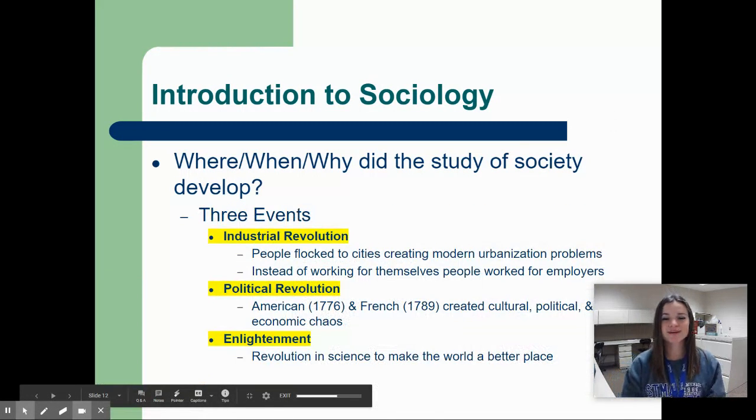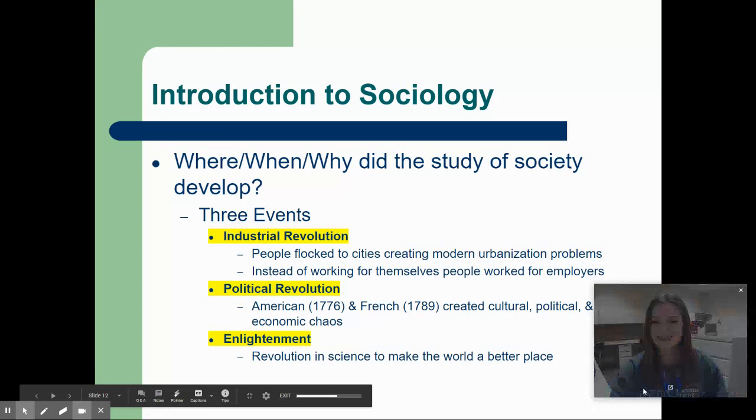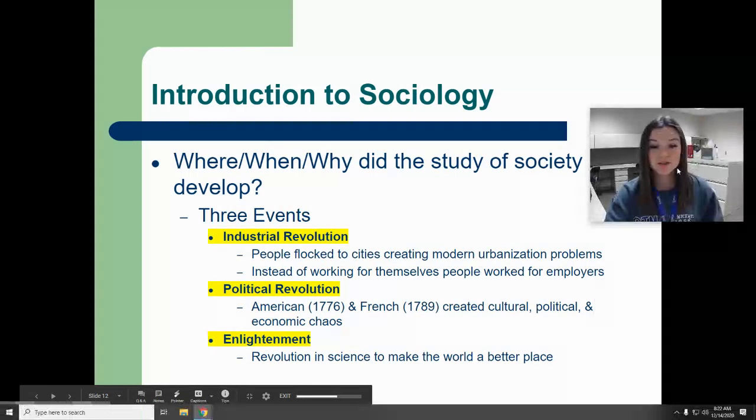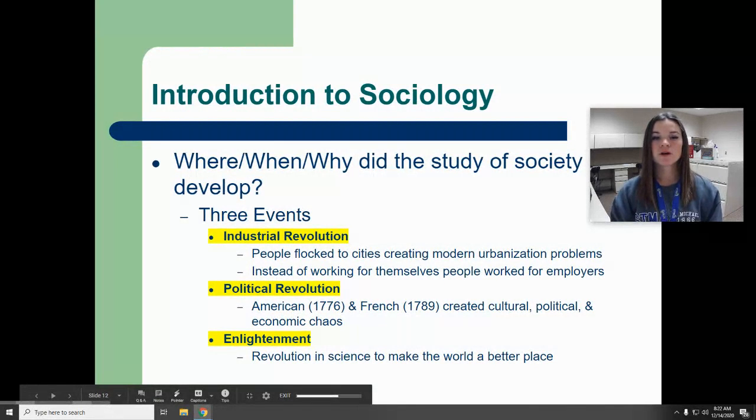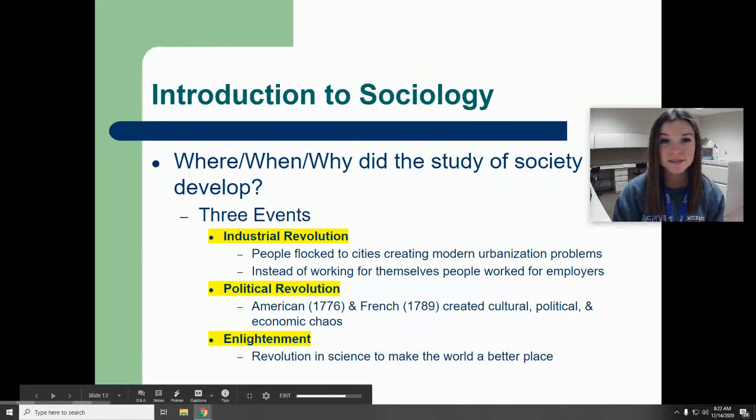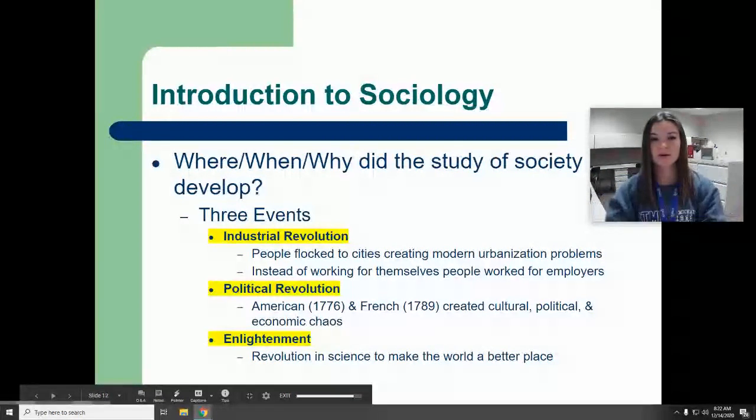Those three events are the Industrial Revolution. In the Industrial Revolution, people flocked to cities, creating modern urbanization problems. It was overpopulated. There was pollution and some sanitary issues. Crime rates started to spike. There was lots of diversity, different cultures coming together and living on top of each other for the first time ever.